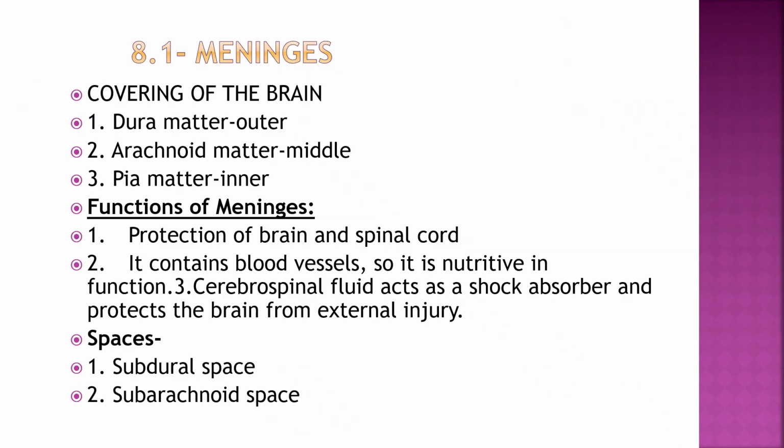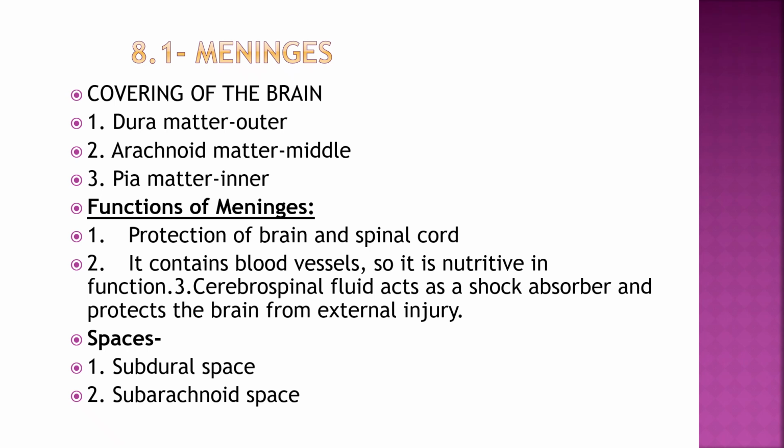Now we will see the coverings of the brain. They are also called meninges. The brain and spinal cord are surrounded by three connective tissue membranes, and they are called meninges. The cranial meninges cover the brain, and the spinal meninges cover the spinal cord. The outermost covering of the meninges is called dura mater. It is a tough membrane. The middle layer is called arachnoid mater, and the innermost layer, which is vascular and attached to the brain, is called pia mater.